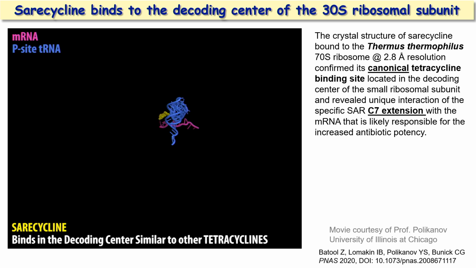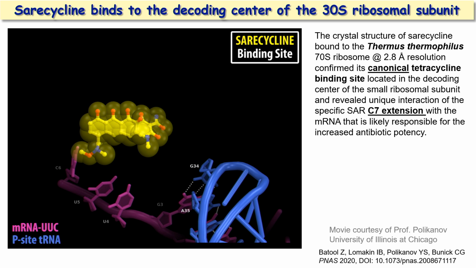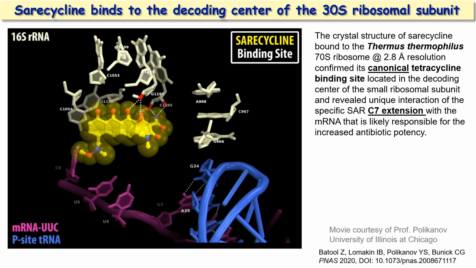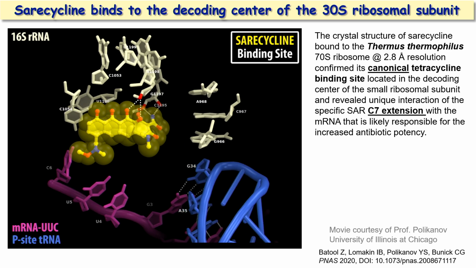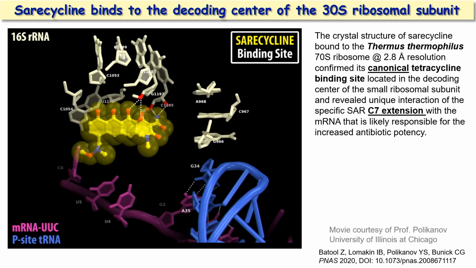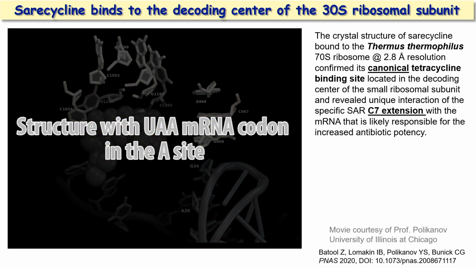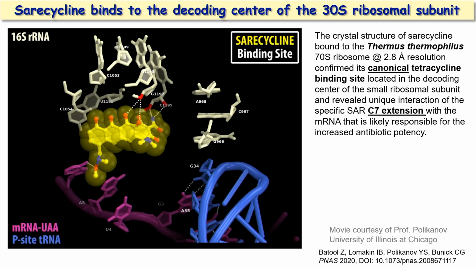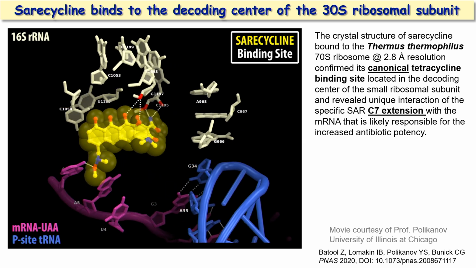Our data shows that this C7 extension of sarecycline is long enough that, in case of bulky nucleotides on the mRNA in the A site, it can establish new hydrogen bonds, which increase its binding compared to other tetracyclines. That may explain the increased potency of this antibiotic.